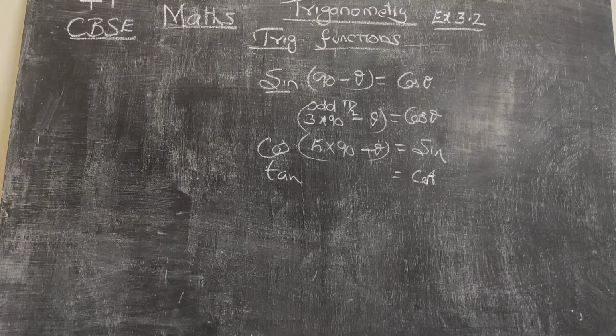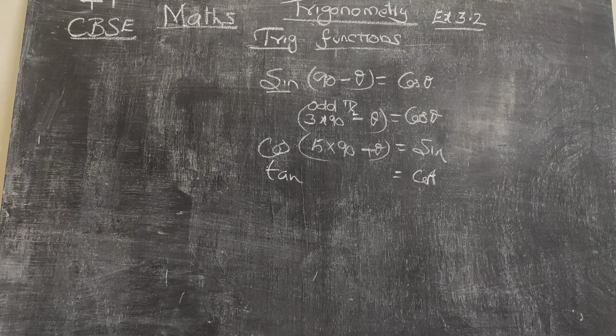If you are taking the given angle in terms of 90s, that is, odd multiples of 90s, if you consider the given angle as odd multiples of 90 plus or minus, sine will become cos, cos will become sine, tan will become cot, cosecant will become secant, and secant will be cosecant, and cot will be tan. And after that you must remember in which quadrant it lies, and accordingly you assign the plus or minus.